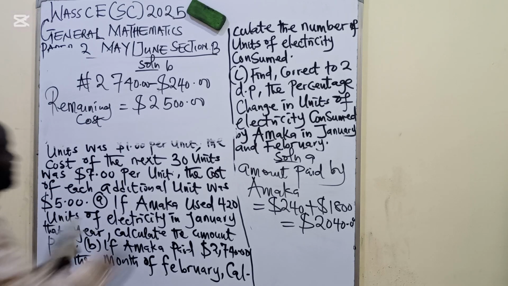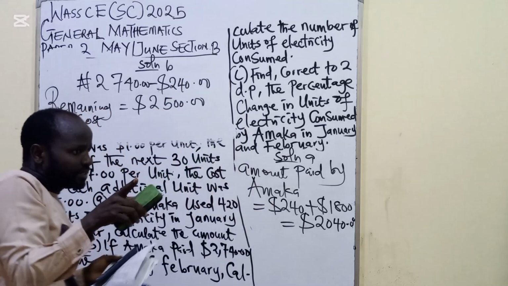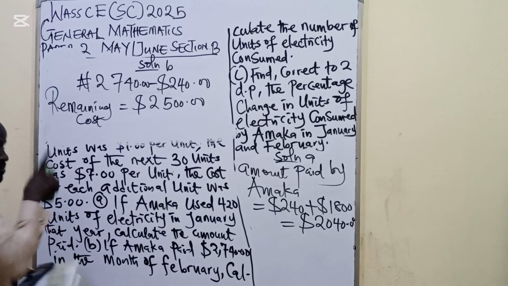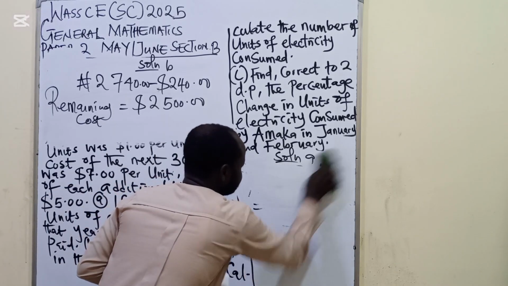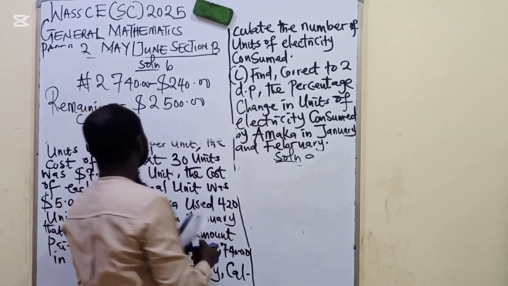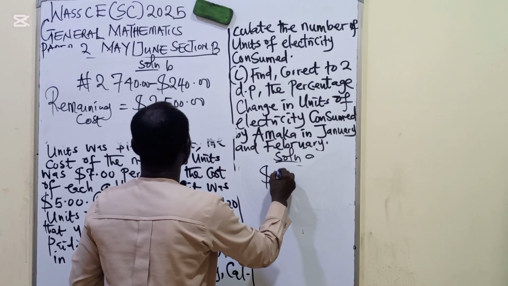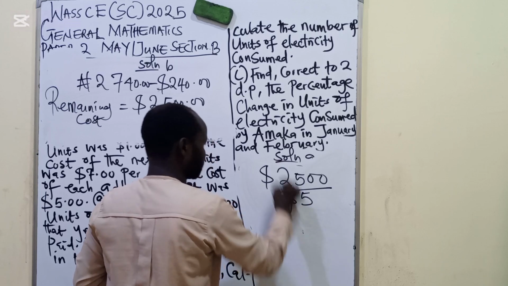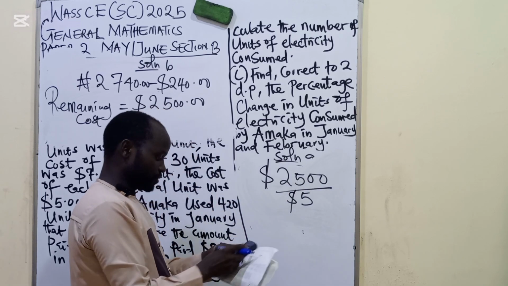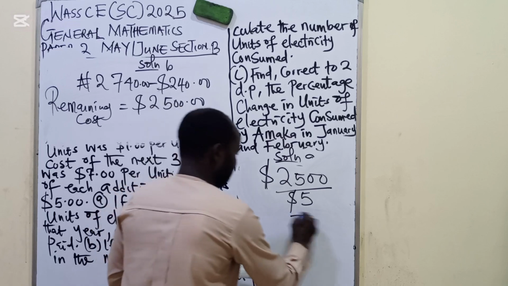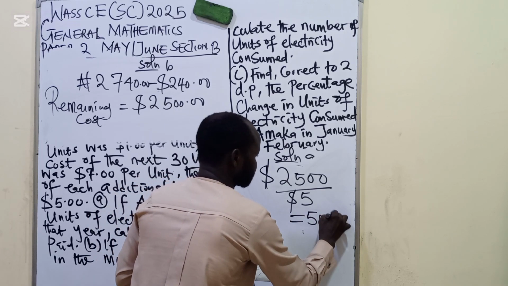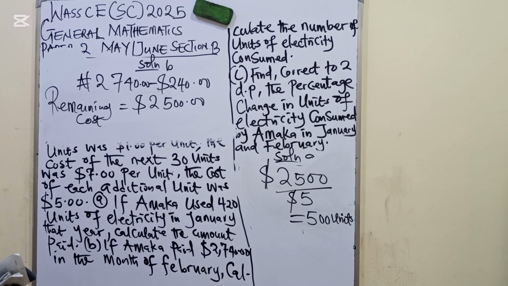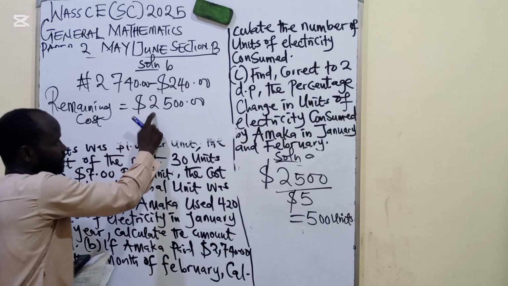$2,500. So to find the cost of the remaining units, since the additional cost per unit is $5, we'll divide this remaining cost, which is 2,500 now, divided by $5. You know that these dollars, we are trying to find the unit now. So we divide it by 5. That will be, of course, 500 units. So this will be the remaining units now, based on this cost.